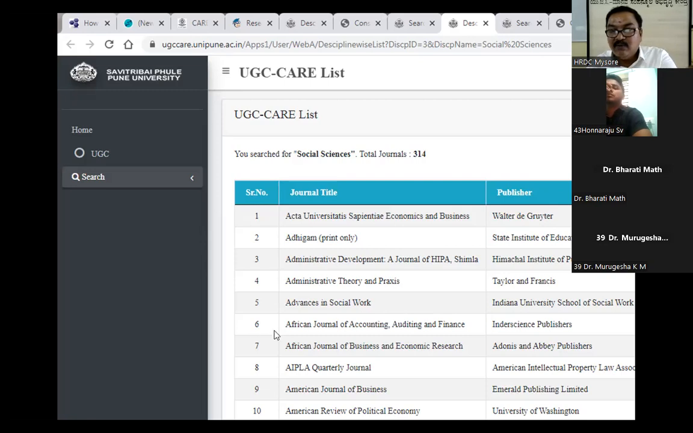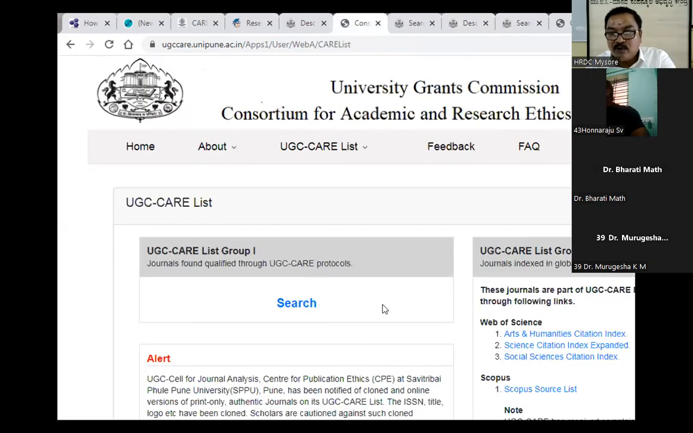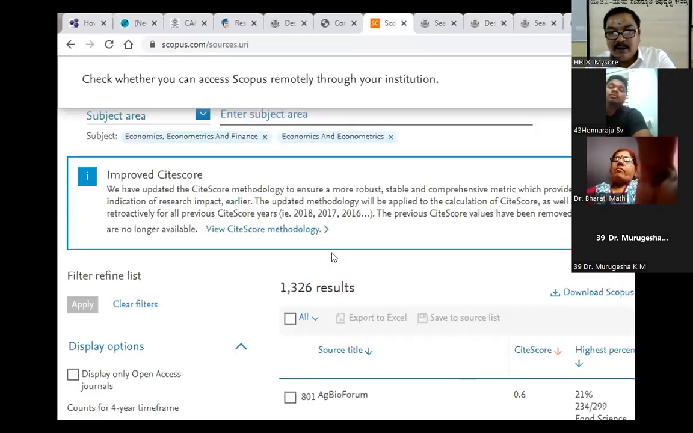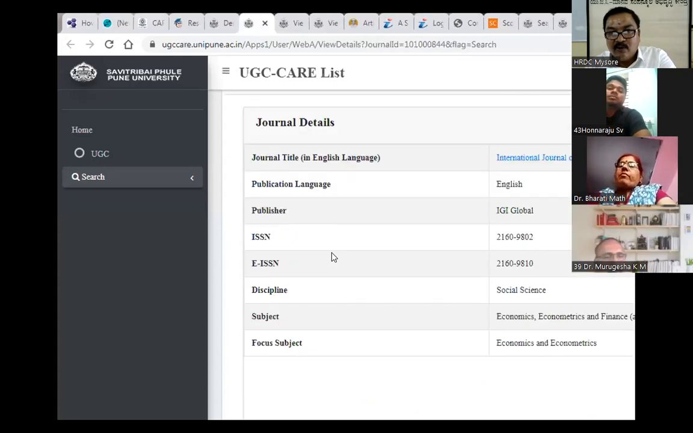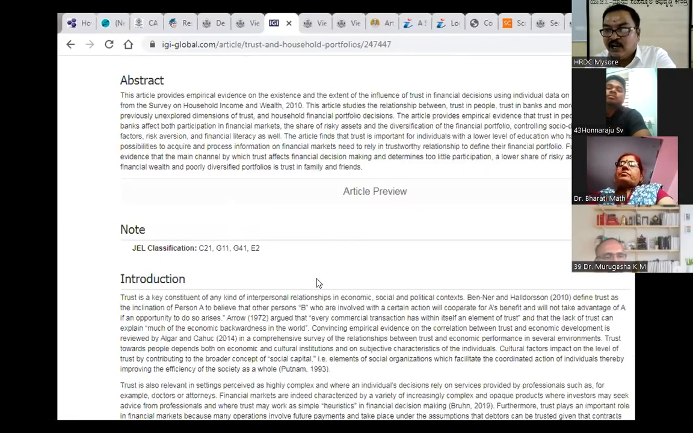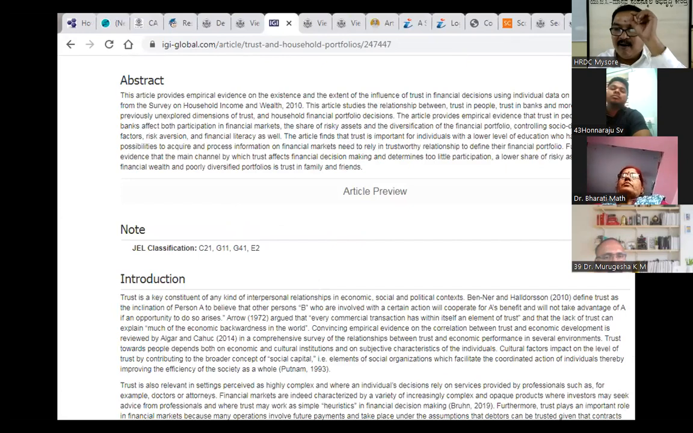So next, when you go to the journal, okay, then you can go to the particular article. You can go in all UGC CARE lists, you can go to the particular journal also.